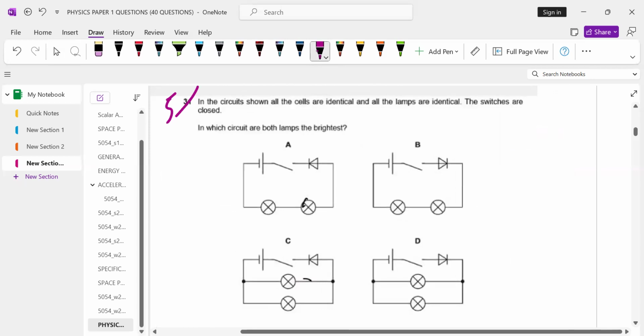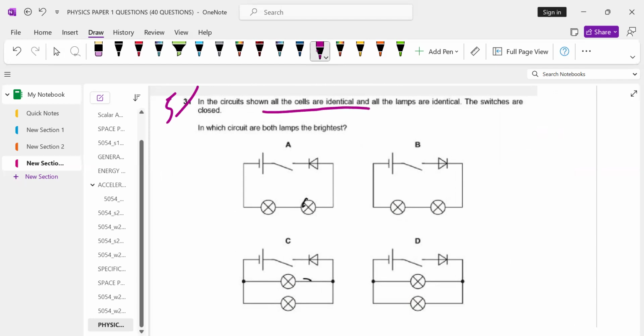In the circuit shown, all the cells are identical, and all the lamps are identical. The switches are closed. In which circuit are both lamps the brightest? So let's have a look at the circuits.